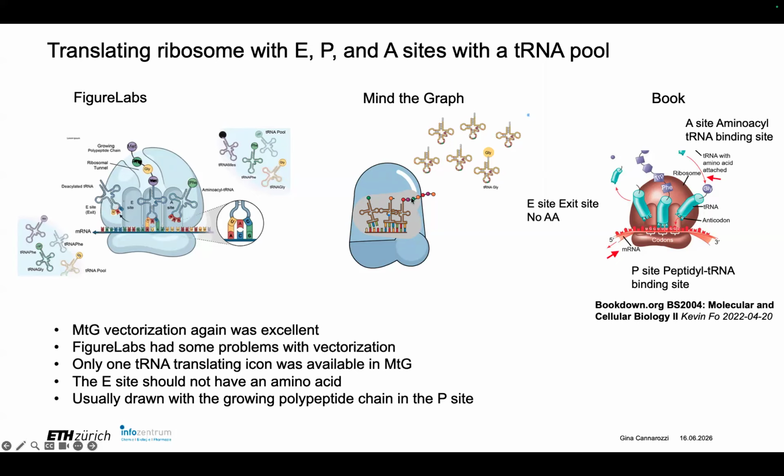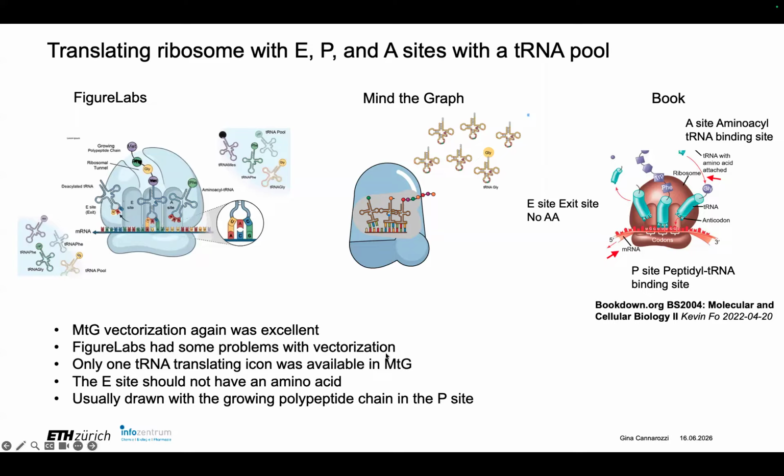That may be okay depending on what step of the translation you're in. But what you should not see is this amino acid on the exit site of the ribosome. So you have to be very careful that you get something that's accurate. And I will email them and ask about this icon. Again, on this one, the vectorization was perfect. I got this shape, and even the small elements on the mRNA, I was able to select them with no problem at all. And that didn't happen here in Figure Labs.